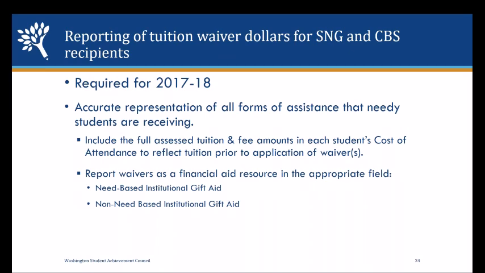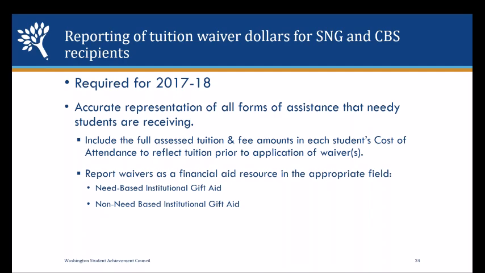Reporting of tuition waiver dollars for FNG and CBS recipients. To the extent possible, institutions are encouraged to report full or partial tuition waivers received by their needy students. And it's required for 2017. Last year it was optional to report the tuition waivers. And the reason we need this is because it helps the state data show more accurately on all forms of assistance that needy students are receiving.